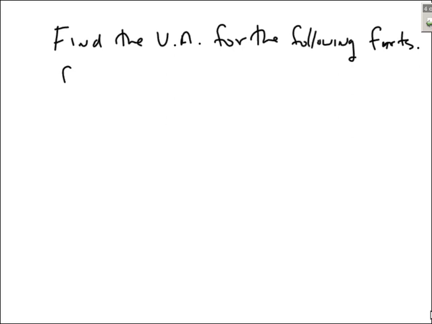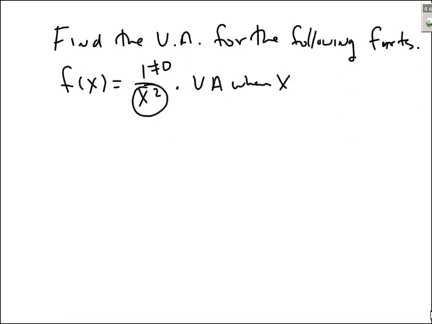Suppose the first function is 1 over x squared. Okay, so you're going to have a vertical asymptote when the bottom is 0. Now the top is never 0. The top is always 1. You have a vertical asymptote when x squared equals 0. Well, what squared gives you 0? Only one number, 0. You have a vertical asymptote when x is 0.